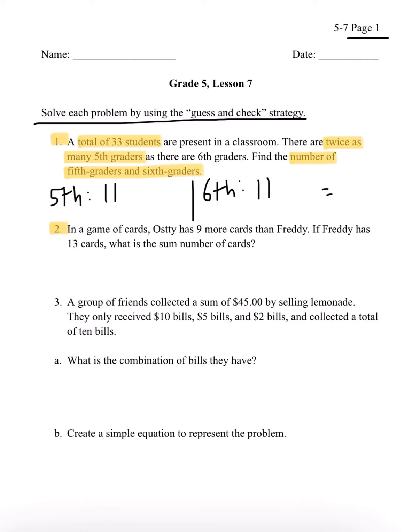So, it says there's twice as many 5th graders. So, if we get a 5th grader and times it by 2, since there's twice as much, we get 22. I think that gives us the answer. 22 5th graders and 11 6th graders. 22 plus 11, we get 33. And our answer we're supposed to get is 33 total students. So this is the correct answer. For 5th graders, there's 22 students, and 6th graders, there's 11 students.